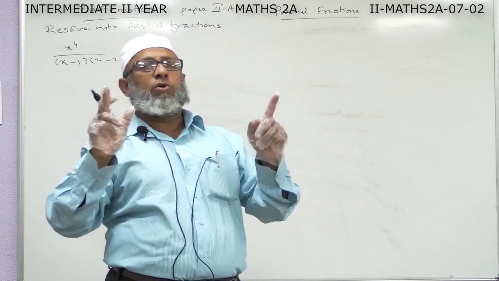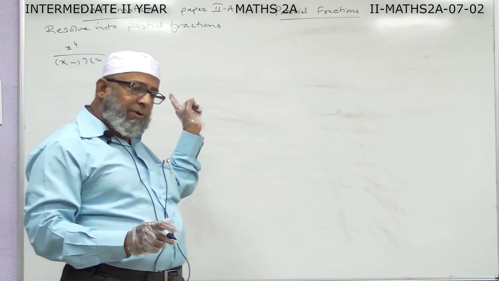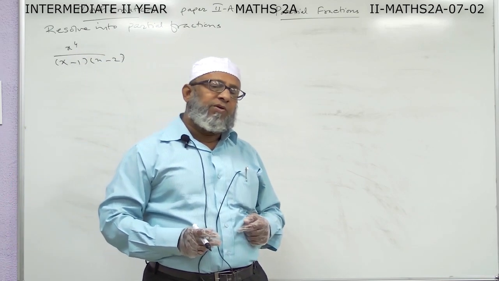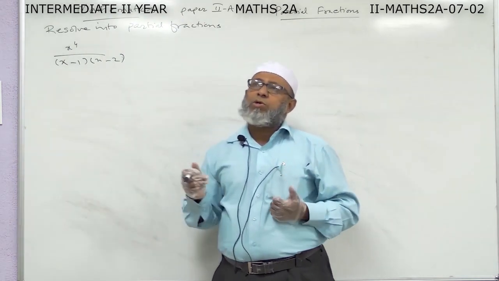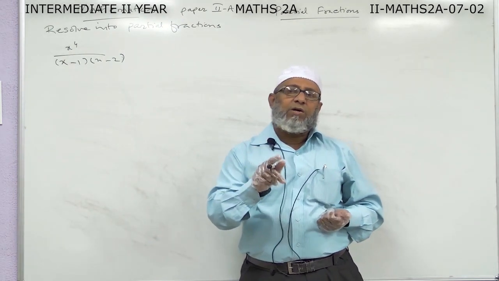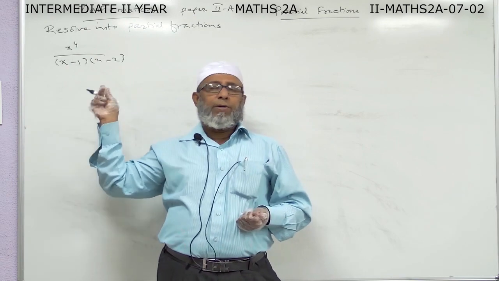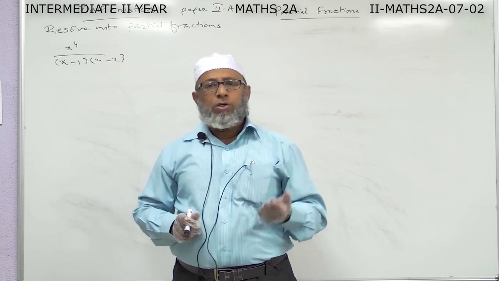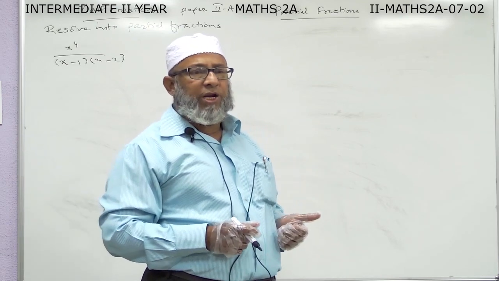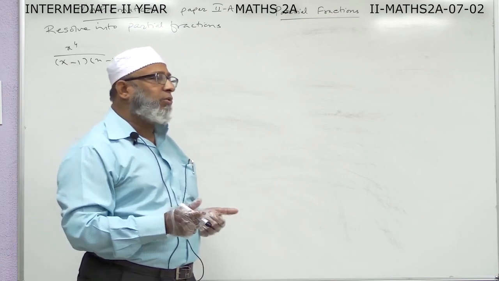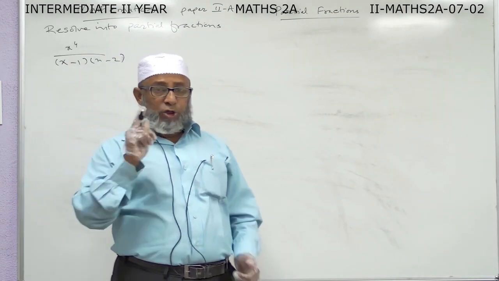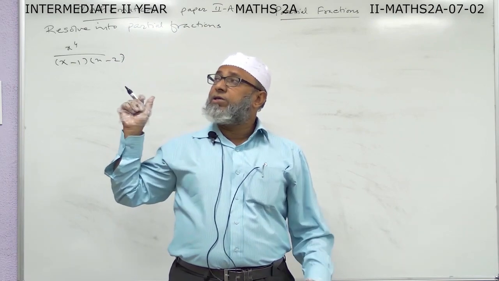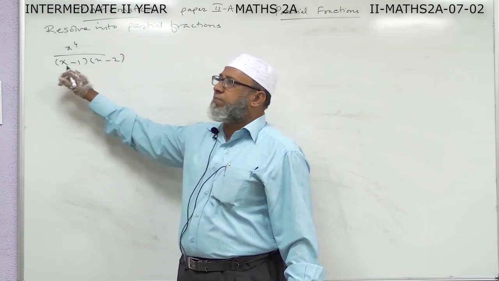Degree of numerator is 4, whereas degree of denominator is 2. So this is a case of improper fraction. Whenever a question comes like this, your first work is to convert the improper fraction into the proper one and then proceed as per our old cases, that is case number 1, 2, 3 and 4. For that purpose, first of all, I want to divide the numerator by the denominator. To divide the numerator by the denominator, I have to multiply the denominator part separately.